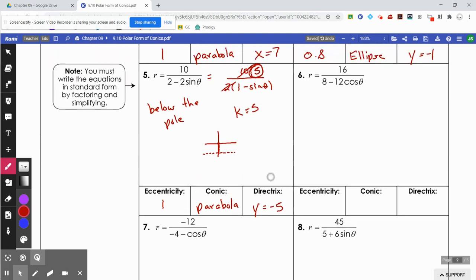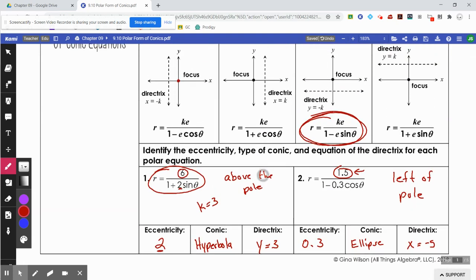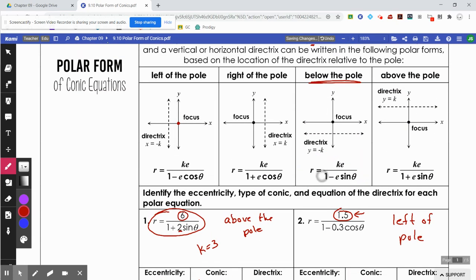Now, if you want a way to remember where the directrix is located, let me give you a tip here. Remember that cosine values corresponded with x values. X values are left and right values. If it's a minus cosine, notice it's to the left. If it's a plus cosine, notice it's to the right.